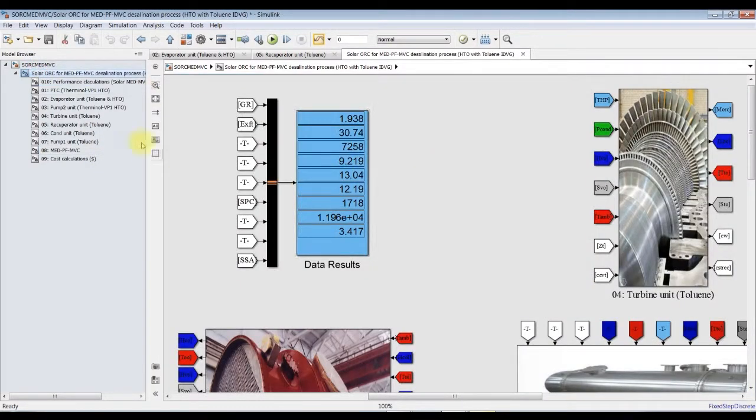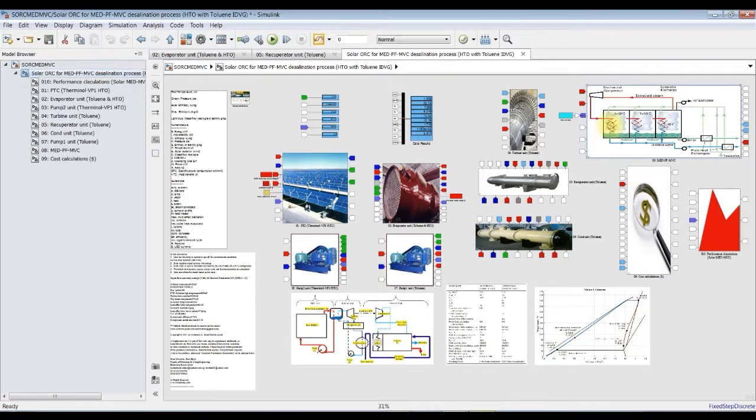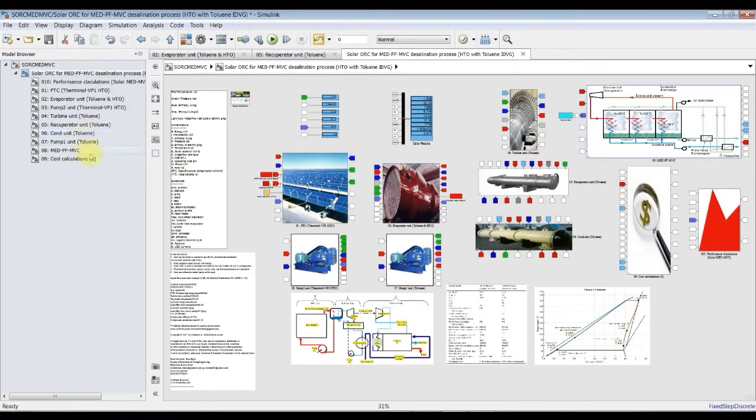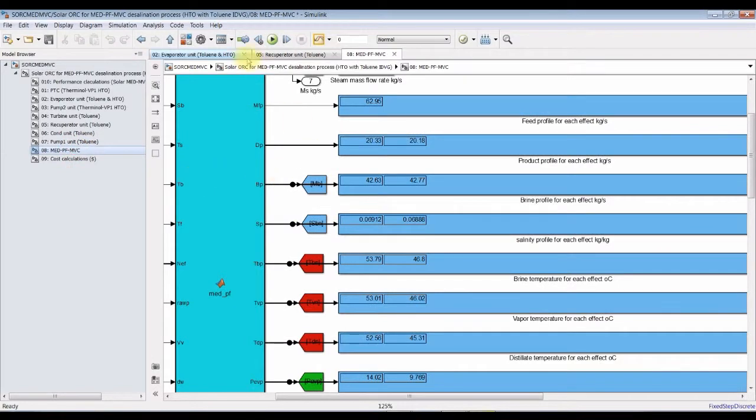Let's go for more. I'm going to assign, let it be for MED design. It's a matrix, 4 effects. Let's go for 4 effects and see what is going on. Logging into MED and hit run.